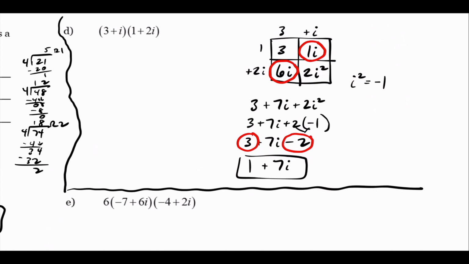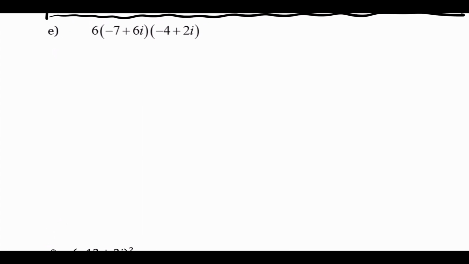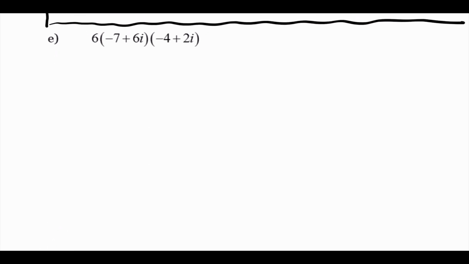All right. Letter E. Similar thing as the last one. The only difference is I have a 6 in front. Well, guess what I'm going to do with the 6 before I do my multiplication? Distribute. Distribute the 6 only to the first one because I only have one 6, so I can only distribute it to the first set. So I get -42 plus 36i. The second one stays the same since I only had one 6 to distribute.